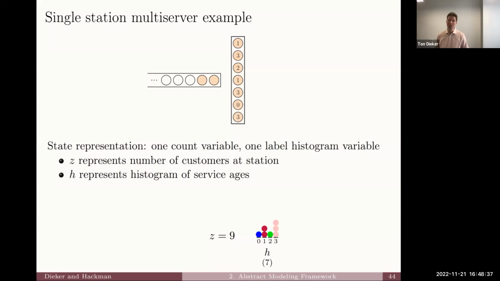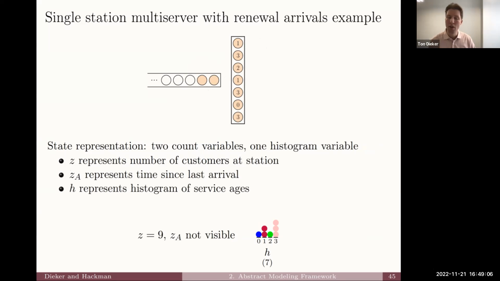So in the single station example, we can represent a state in the following way. It is not enough to know how long ago you started service. You also need to know how many customers are waiting in the queue. And one way to encode this is to say, take one count variable that represents the total number in the system, in addition to the histogram for the server pool. And if you have renewal arrivals as an example, you would have an additional count variable that represents the time since the last arrival.